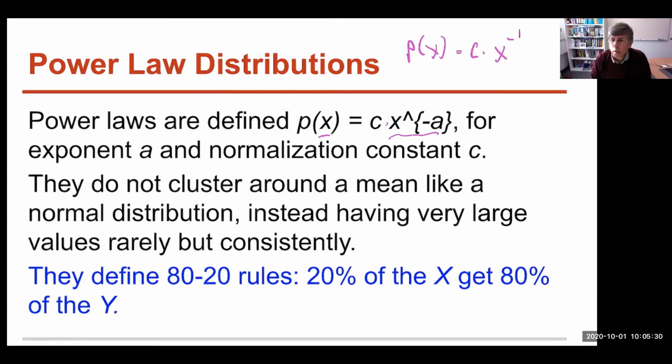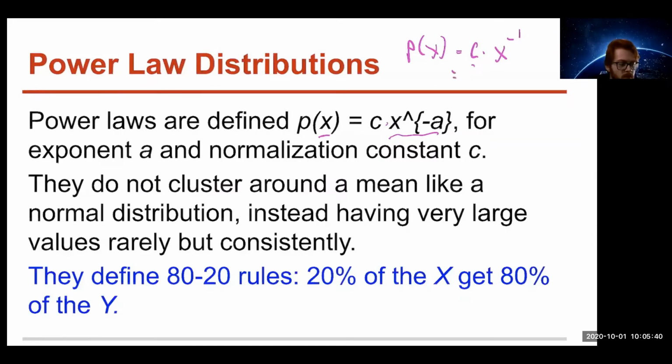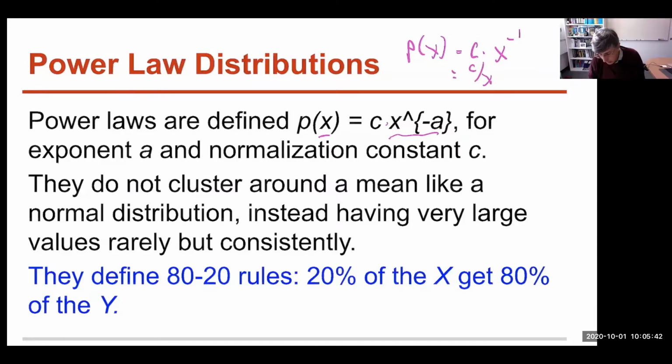Anybody? Okay, it gets small. It's something like this: c over x. As x gets big, the probability of seeing something that big gets small. So this is something that reduces. If the exponent were more negative, let's say it was minus 2, it gets small even faster.